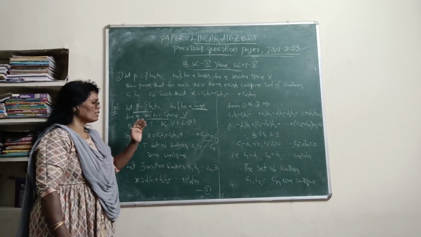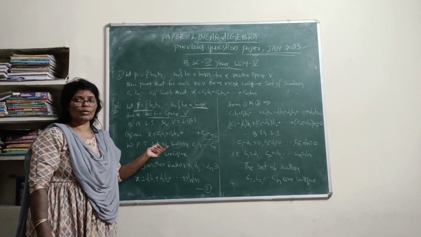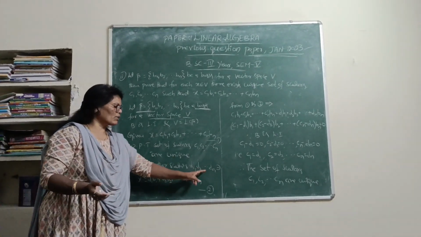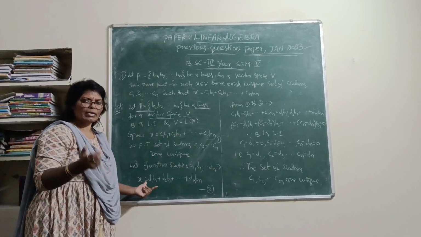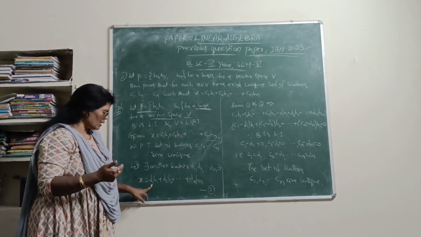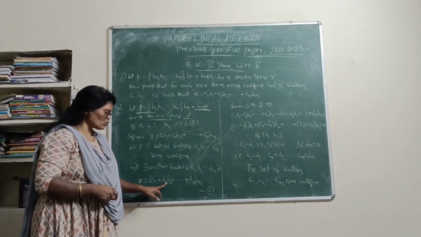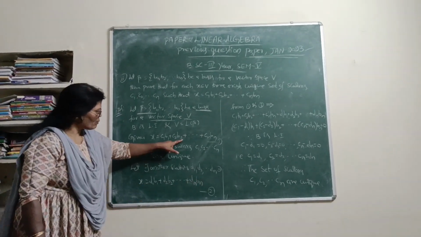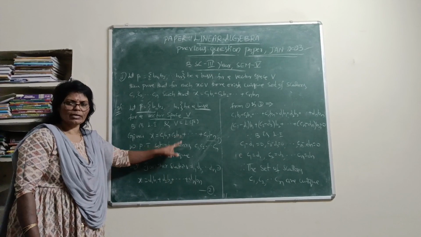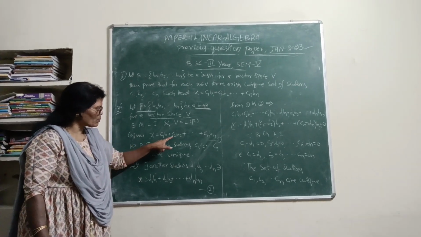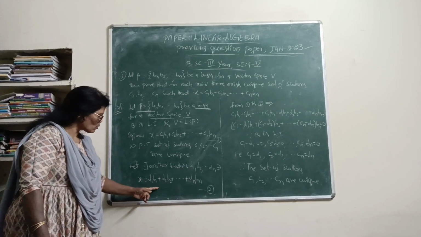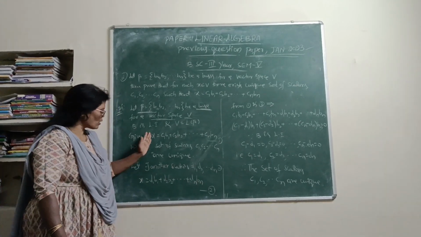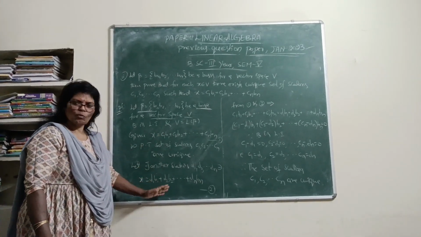We have to prove that the set of scalars c1 to cn is unique. That means I am choosing other scalars d1 to dn so that x can be written as a linear combination of vectors d1 b1 plus d2 b2 plus so on dn bn. Make this equation 2. From equations 1 and 2, what are you observing? Here x is equal to c1 b1 plus c2 b2 so on cn bn, and from the second equation x is equal to d1 b1 plus d2 b2 so on dn bn.